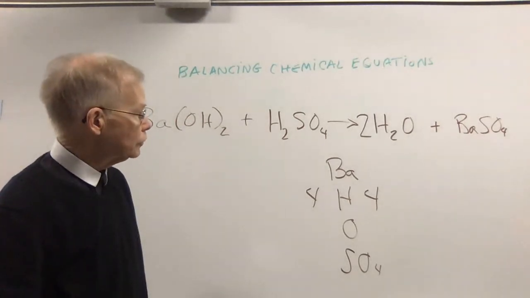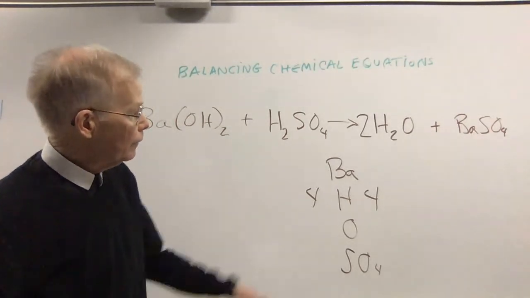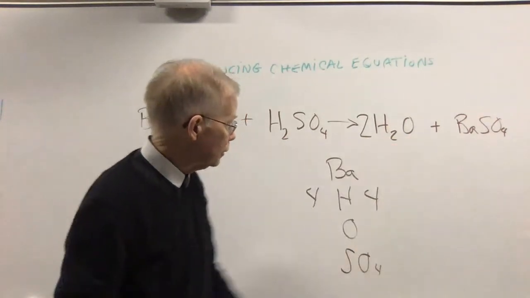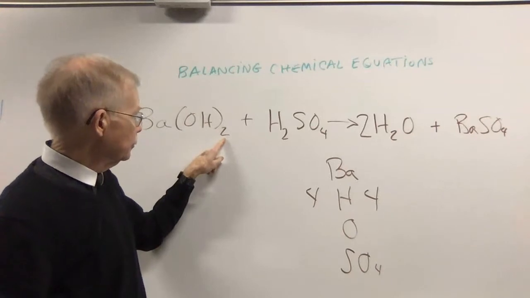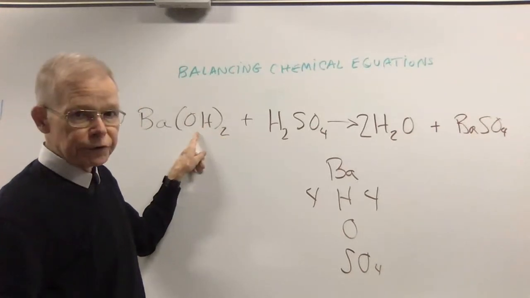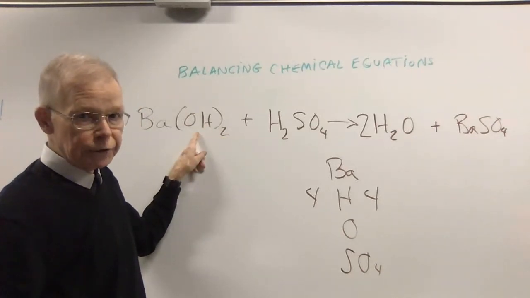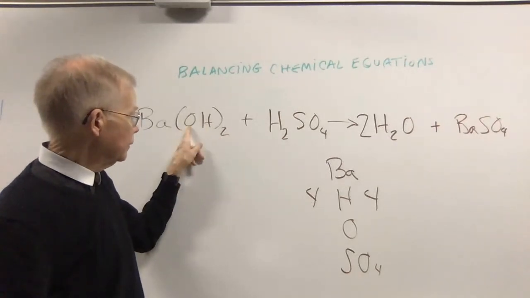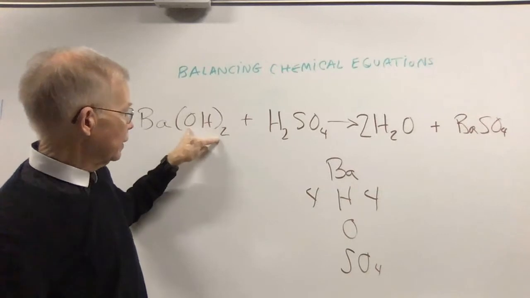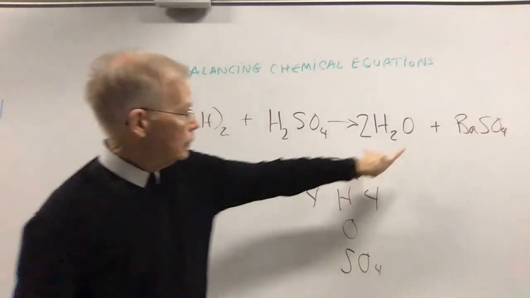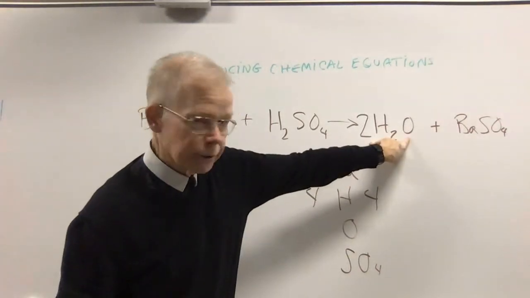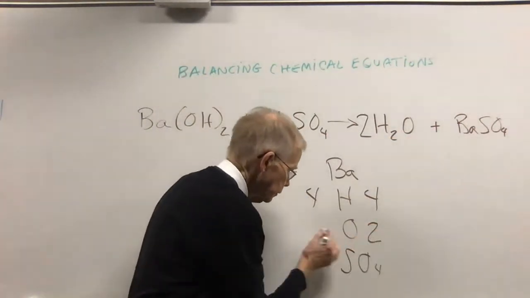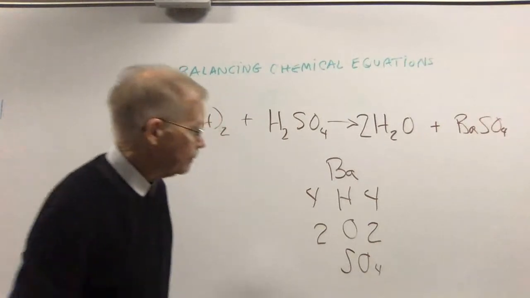I'll look at the oxygens next. There's 2 times H2O, or 2 oxygens here. There's a subscript 2, and then inside the parentheses there's an oxygen and a hydrogen. With the 2 on the outside, it affects both the hydrogen and the oxygen. So that means I have 2 oxygens here and 2 oxygens here. They're balanced. So I'll put a 2 and a 2 to show that they're the same.